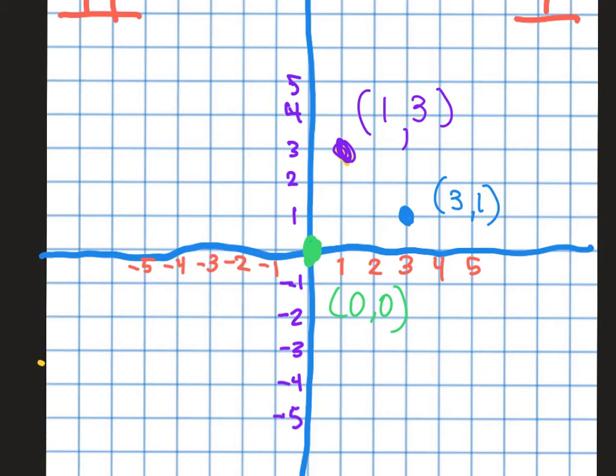All right, let's try this guy right here. So I said we have to travel sideways first. This time I'm traveling left 3 blue lines. And then I'm traveling up 3 blue lines. X comes before Y. So the ordered pair, the address, is -3, comma, +3. Let's say that again. So I start at the origin and I go sideways to -3, then I go up to +3.